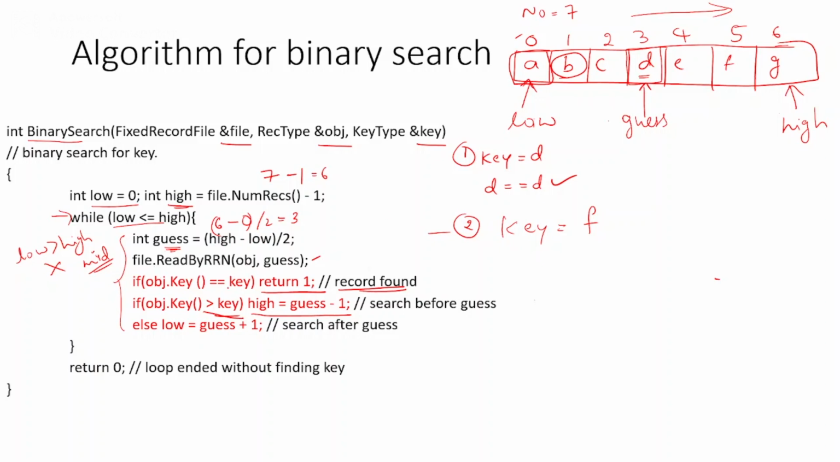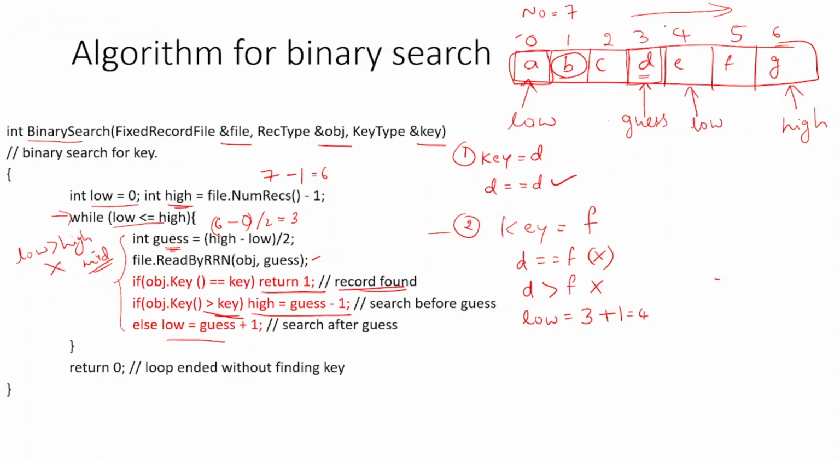Then it reads the file. Then it is going to compare whether the object key is D. So D is equal to F? No, it is false. So it is going to go for the next condition, whether the object key is greater than F. No, once again the condition is false. So it will go to the else part and make low equal to guess plus 1. So what will happen now? Guess is nothing but 3, 3 plus 1, that is 4. Now your low will be pointing to this.